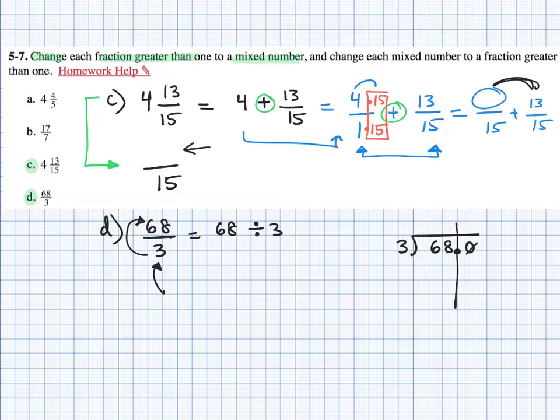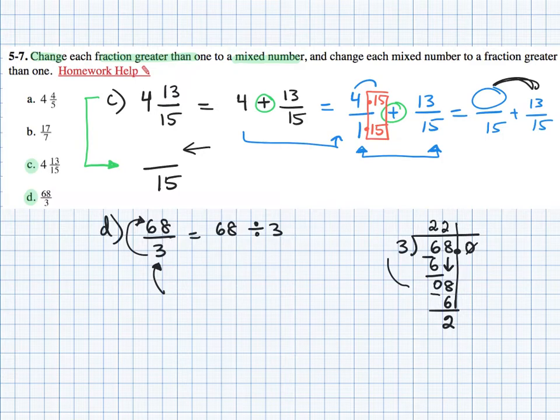So 3 goes into 6 exactly 2 times. 2 times 3 is 6, remainder 0. Bring down the next one. You don't stop until you use all the whole number, which is 68 in this case. You bring down the 8 and you start all over. So 3 goes into 8 how many times? Only 2 times. 2 times 3 is 6, remainder 2.